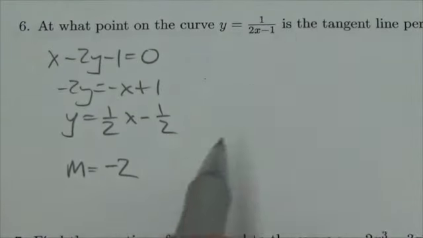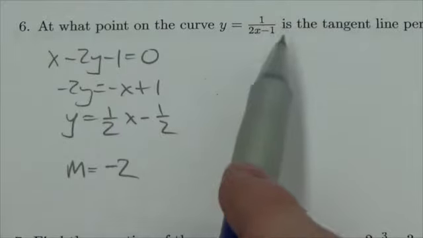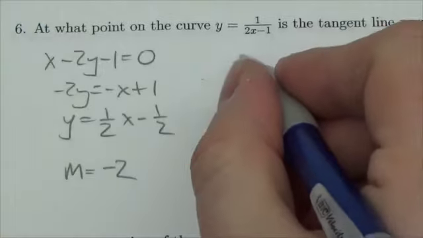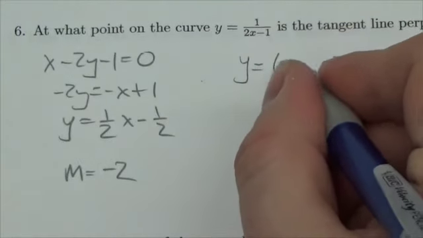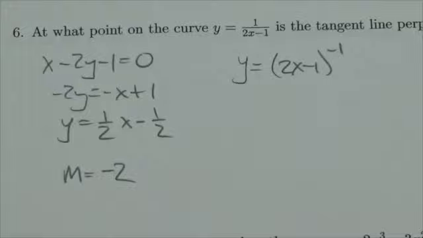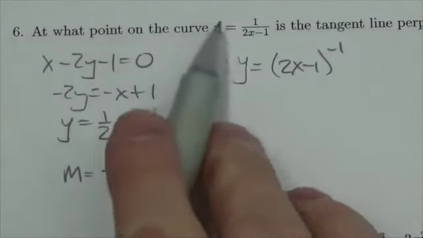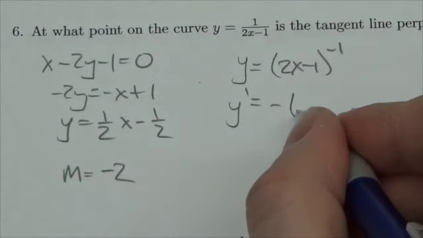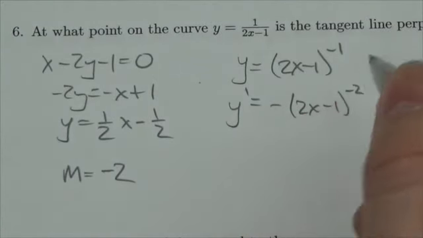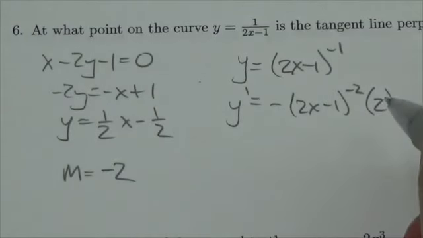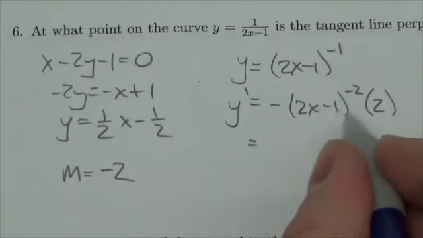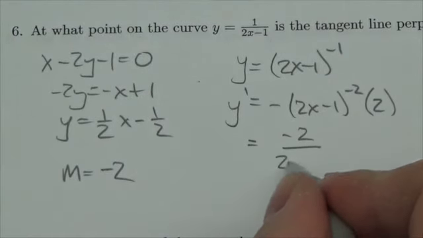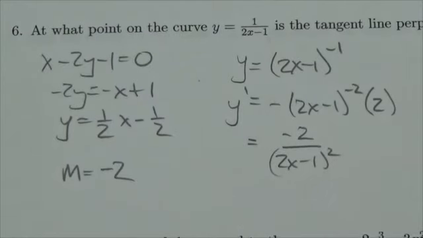Okay, so I'm looking for where the slope of the tangent, where the derivative of this function right here, is equal to negative 2. Now, it's probably easier for me to deal with this in terms of the chain rule than it is to try to apply the quotient rule to this. So now my derivative will equal negative 2x minus 1 to the negative 2 multiplied by 2. Or if you want to write it out in a way that maybe looks a little bit prettier with the positive exponents, negative 2 over 2x minus 1 squared.